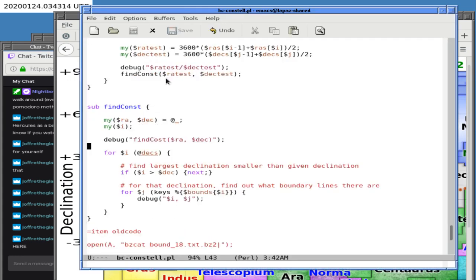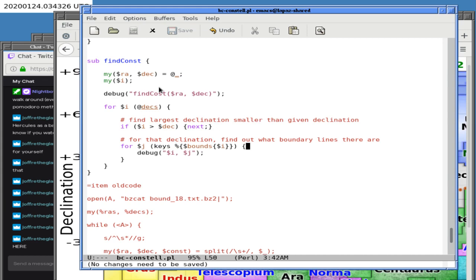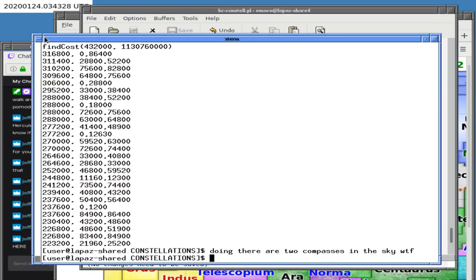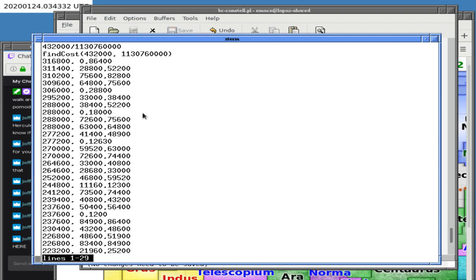So what we want to do is find the largest declination that is smaller than the given declination. For that declination, find out what boundary lines there are. Good so far. And I kind of forgot what the output was, but okay, there it is.